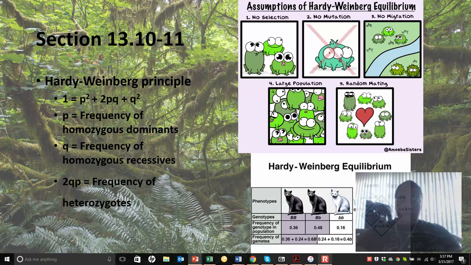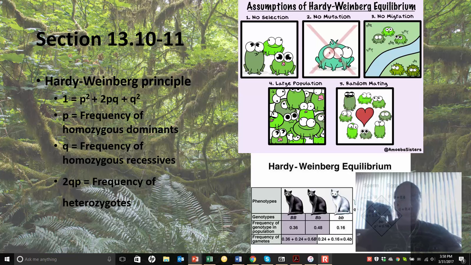When we study evolution, part of what we're looking at is the frequency with which we see specific genes, particular alleles, particularly and specifically dominant, recessive, and heterozygous individuals. We have a specific system that we use to look at these frequencies. This is called the Hardy-Weinberg principle, or Hardy-Weinberg equilibrium.